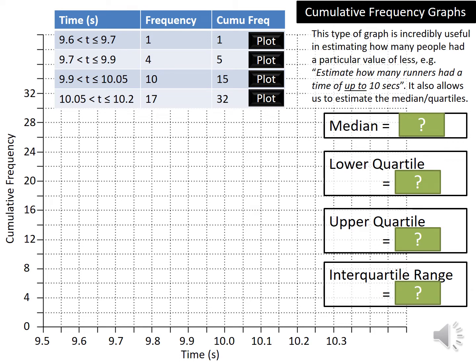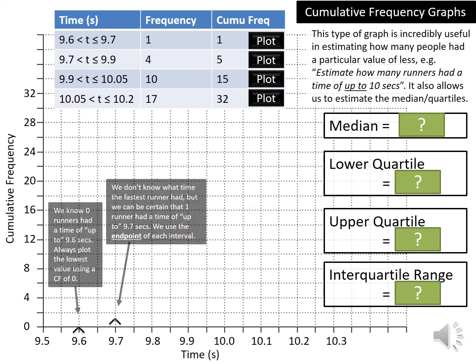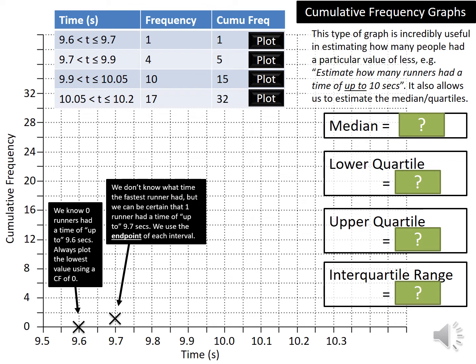0 at 9.6. Then from there, we're always going to plot to the highest section of the range, so 9.7. And that is because it can be up to 9.7. So we start off with drawing our first 0 point at 9.6 because we know no one got less than that.